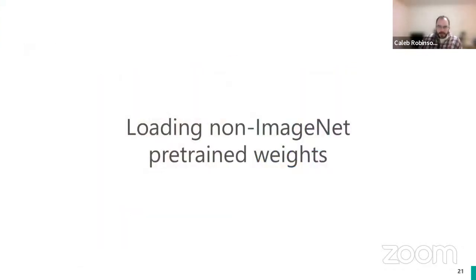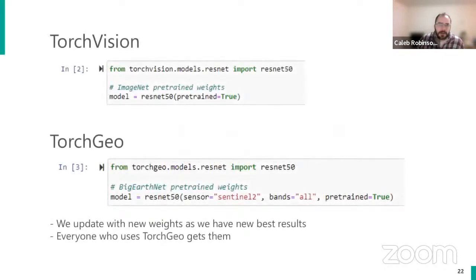So the next thing that TorchGeo does, and this is still very much in active development, is allow the user to load non-ImageNet pre-trained weights from different architectures. One of the key features of TorchVision for me, and some other libraries that provide architecture definitions, is the ability to load weights for those architectures that have been pre-trained on some data set. And traditionally, their weights will be pre-trained on ImageNet, such that transfer learning tasks using those weights are usually very, very effective.